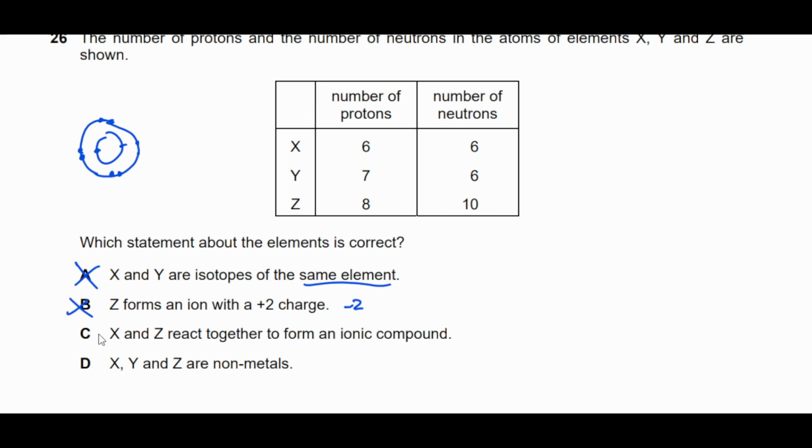C, X and Z react together to form an ionic compound. Okay, so X and Z form an ionic compound. This is not correct because they are both non-metals, right? Ionic compound must be between a metal and non-metal. Okay, but X and Z are both non-metals. So finally, X, Y, and Z are non-metals. That is correct. Okay, that's the answer.